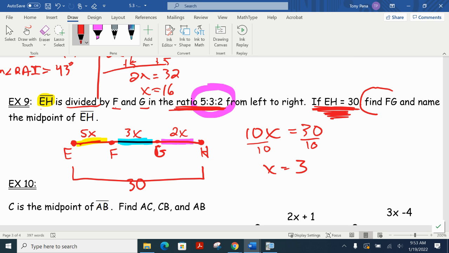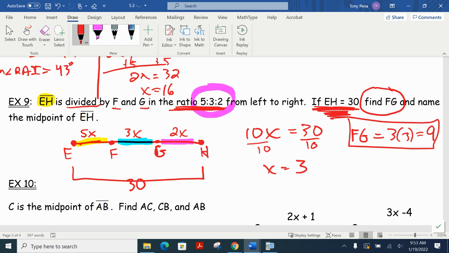One of the things I want you to find is the length of FG. So FG is this blue interval in here, the one that is 3 times x. So FG, I'm going to do 3 times 3. So we know that is 9. So that's one of our answers.